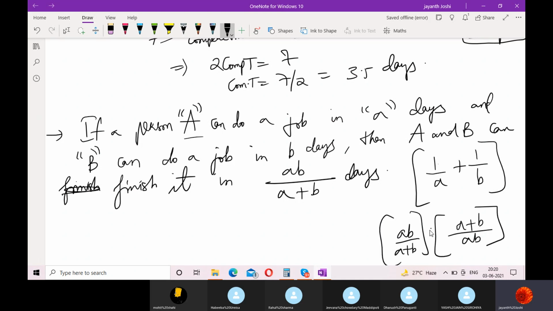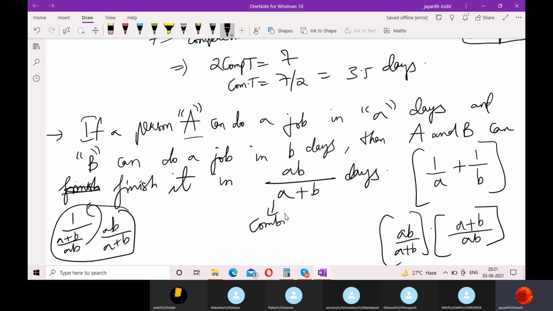Reciprocal of this: 1 by (A plus B by AB), which is nothing but AB going up. So AB by A plus B. All of you make a note of this. So we can use this as the combined work formula. If you get a question on combined work, you need to apply it, if you have two people doing the same work in combination, that means both of them are doing it with each other's assistance.